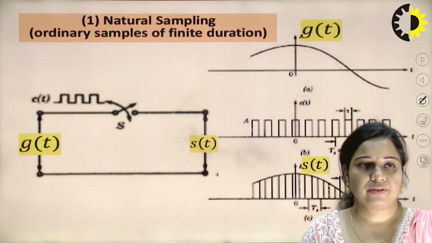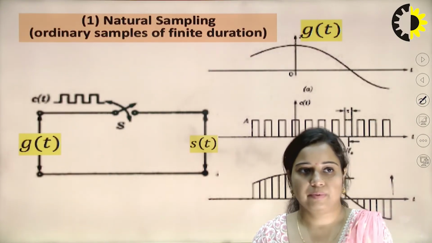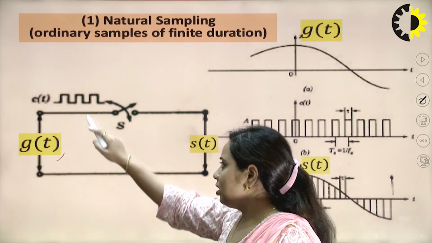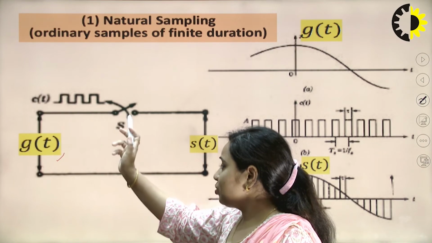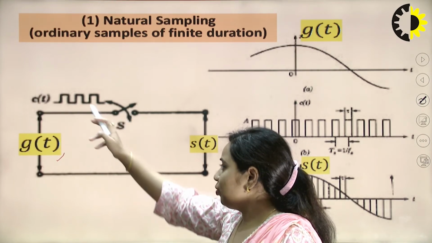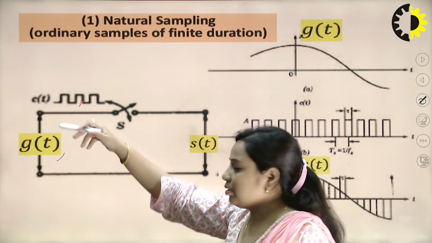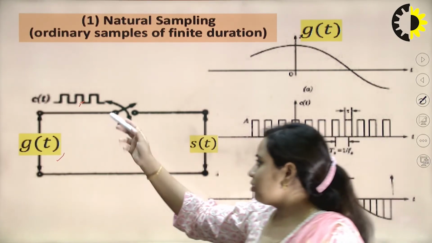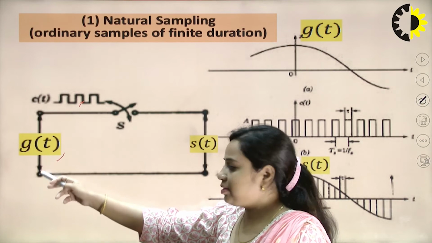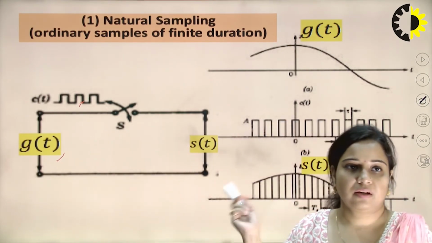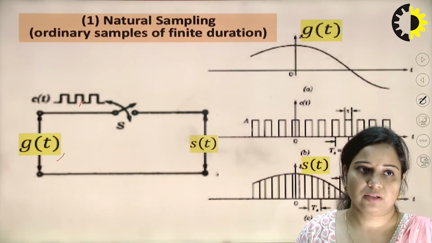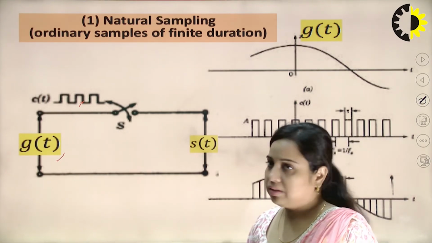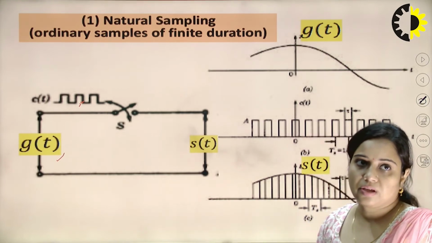This is the first kind of sampler, the natural sampler. The input to this sampler is a signal g(t). There is a simple switch which operates on a clock pulse, which is the carrier signal. Whenever the amplitude is high, the switch is closed and whatever is present at the input side is available at the output side. When it is low, the switch opens and we have the 0 value. This is how the sampling takes place.